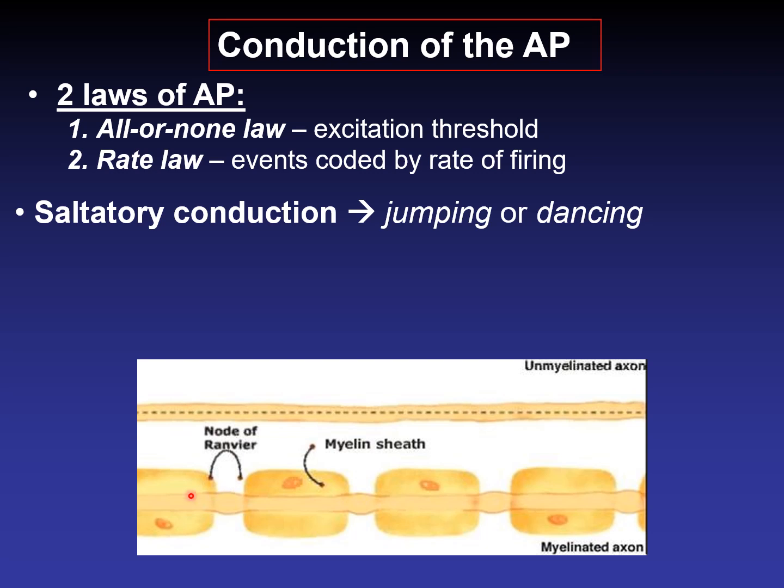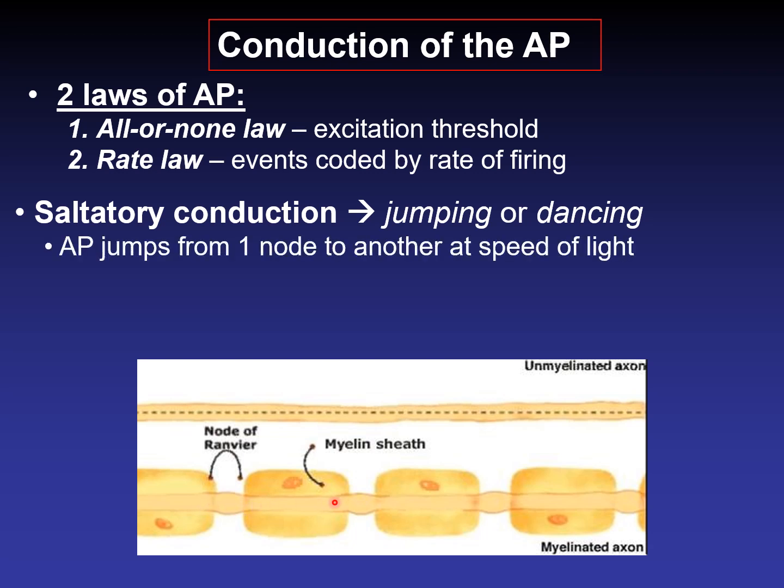Now this fast and slow and fast and slow repeated pattern is what is referred to as saltatory conduction. It's as if the action potential jumps down the myelinated segment, slows down, jumps, slows down, etc. And this is referred to as saltatory conduction. This action potential jumps from one node to another at the speed, or near the speed of light anyway.